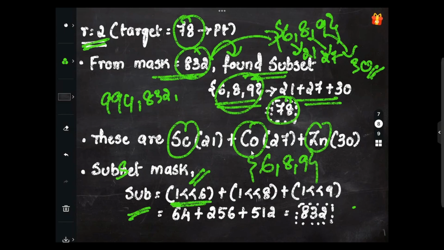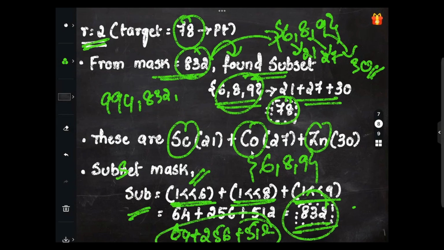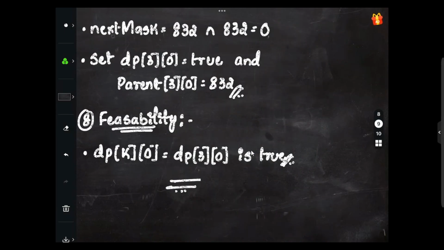So one left shift 6, one left shift 8 and one left shift 9. The values are 64 plus 256 plus 512, you can just google it. So this is fine. Now we have got the output 832. Simple. Let's move on with the further steps, right?